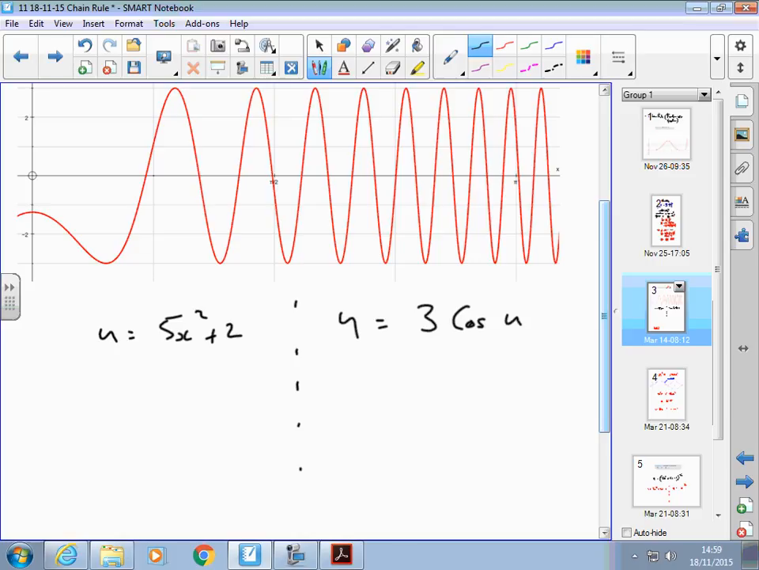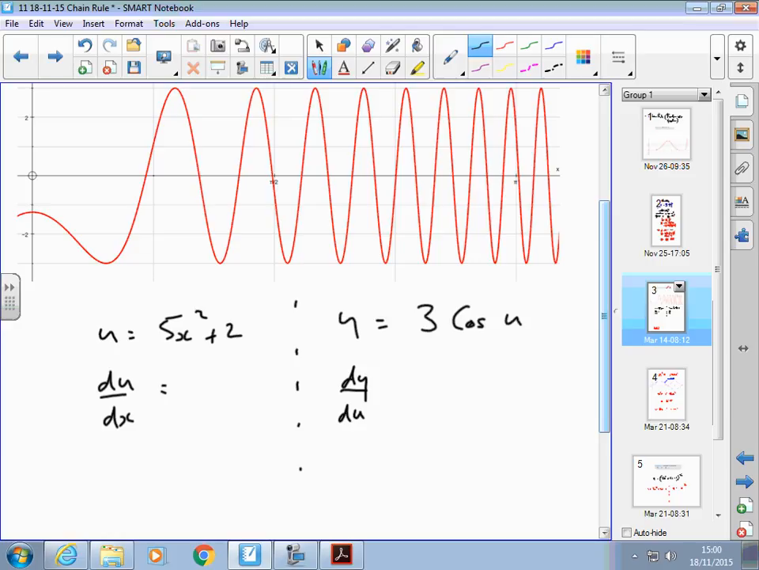Once you've got that far, and if you've done that correctly, the rest of it, with a little bit of practice, is fairly straightforward. That's the bit where you're going to go wrong if you're not careful. What do you call u? Now, all I do is differentiate each part. What's the differential of that? And what's the differential of this? du by dx and dy by du.